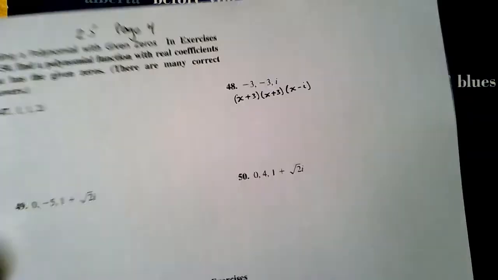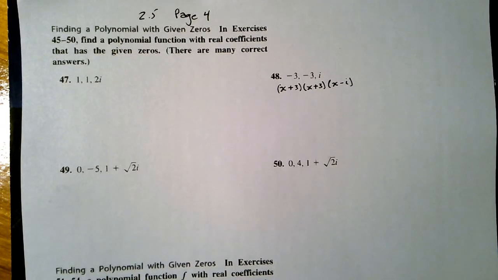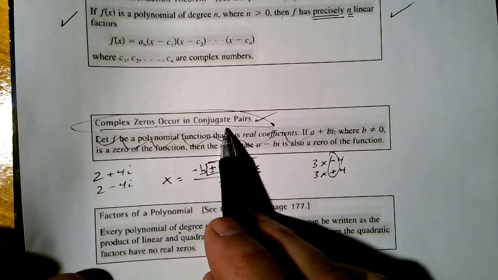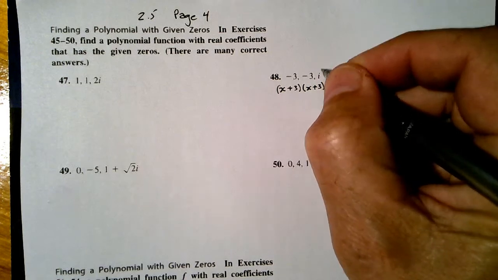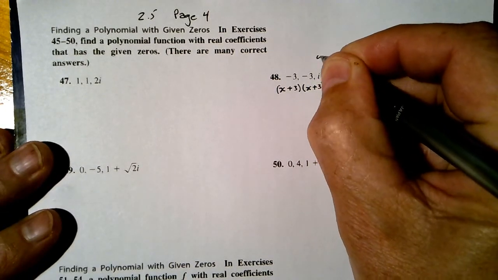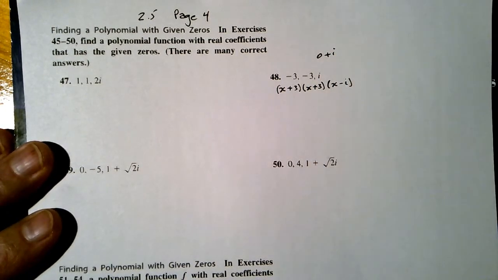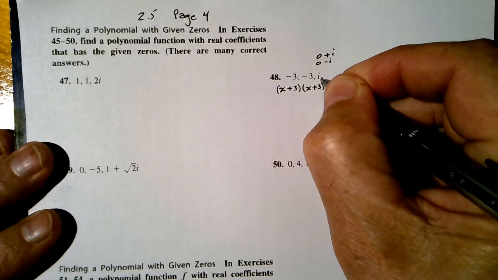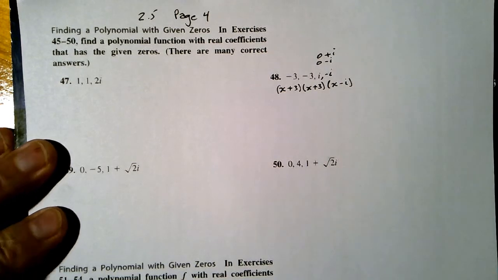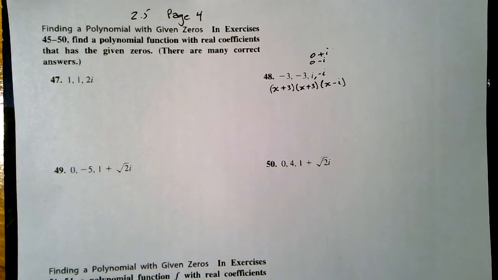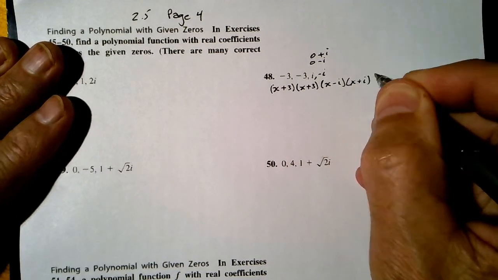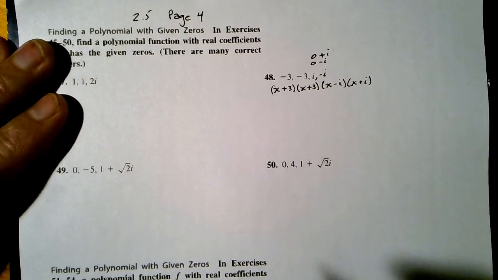Now, you may remember this rule from our note page: complex zeros occur in conjugate pairs. And this 0, i, is 0 plus i. That occurs in conjugate pairs, so the conjugate of that is 0 minus i, so negative i must also be a 0. And that's critical for this. So x minus negative i, x plus i, is a factor. And there's a polynomial function.